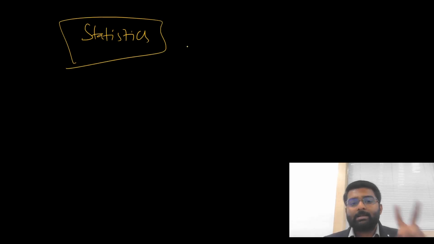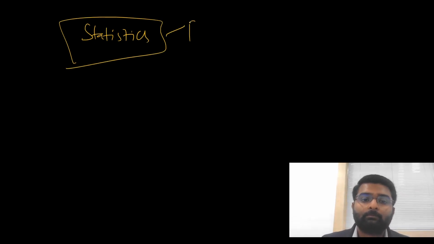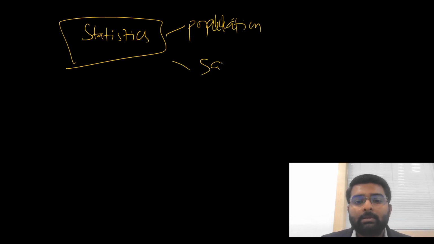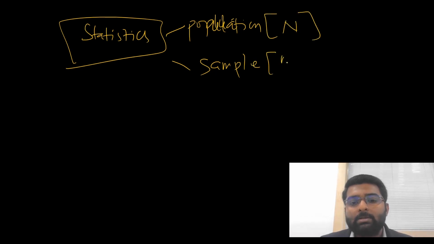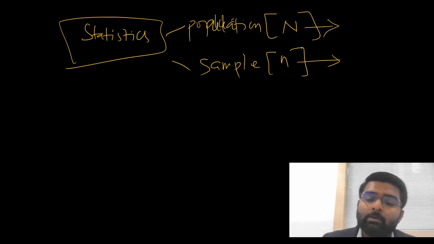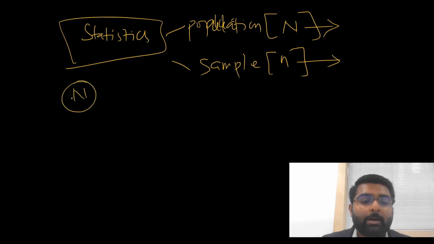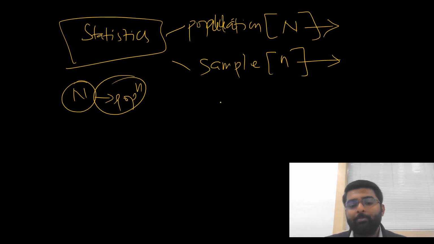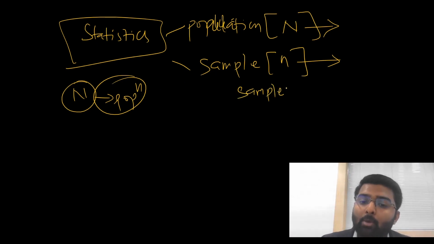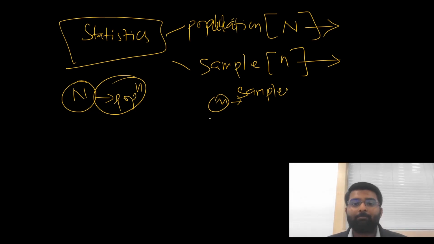The entire game of statistics lies in only two parts. One is population, and the other is sample. Population is given by capital N, sample is given by small n. These are the notations. So whenever someone is talking about capital N, you have to understand that they are talking about population as a whole. And whenever someone is talking about small n, they are talking about just a sample.